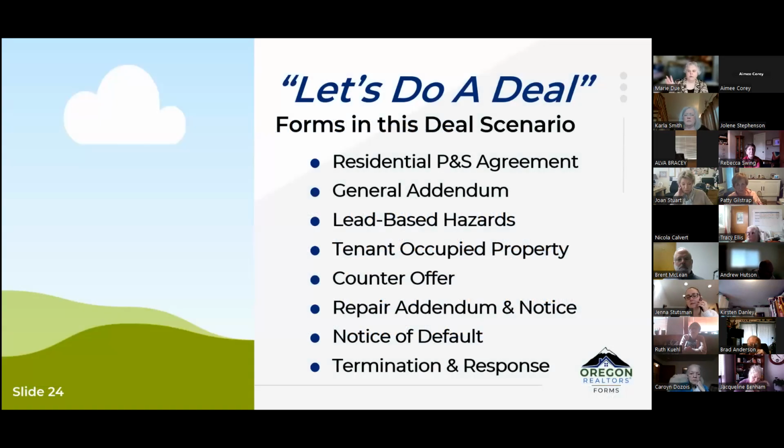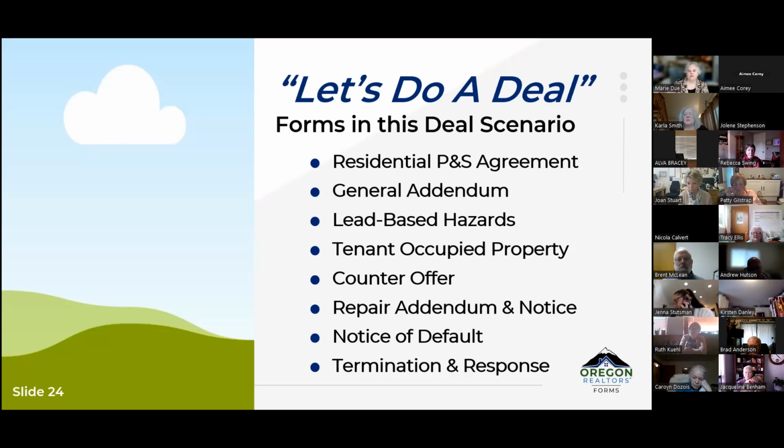Okay, so what are we going to need? We're going to need the residential purchase and sale agreement. We're going to need a general addendum. In 1967, it was done before 1978, so we're going to need the lead-based hazards. We're going to talk about that. So it doesn't say paint, it says hazards, because there's more than just paint. Tenant occupied property, there's a form for that. Counteroffer, repair addendum and notice, default, notice of default and termination.